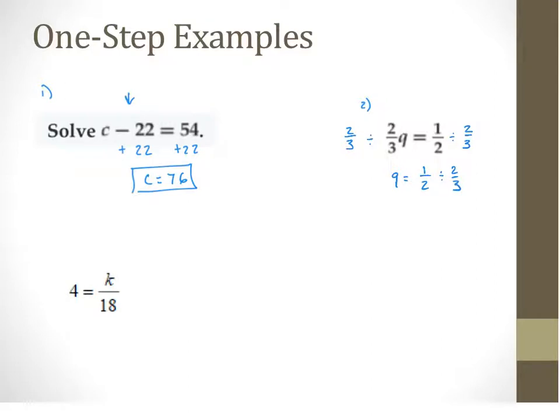Okay, so we succeeded. Q is by itself, but now we need to simplify this bit. Don't forget that when you're dividing by fractions, it's keep, change, flip. So I'm going to keep the 1/2, change my symbol, so division to multiplication, and flip. Multiply across, and I have q is equal to 3 over 4.